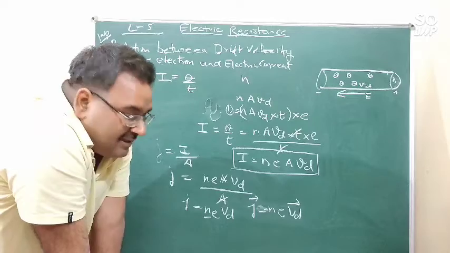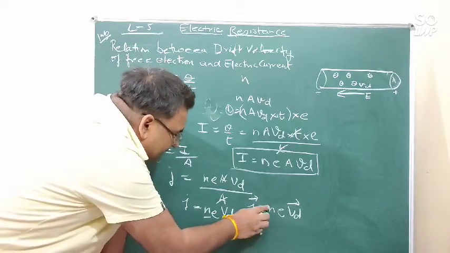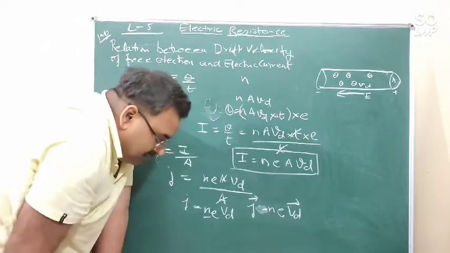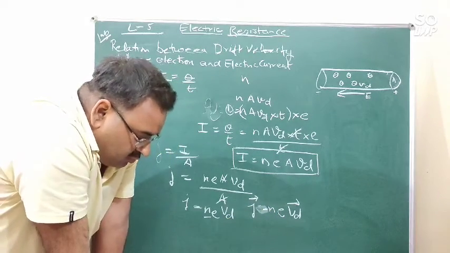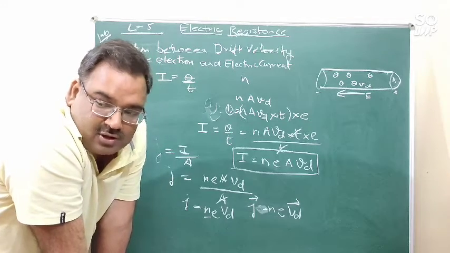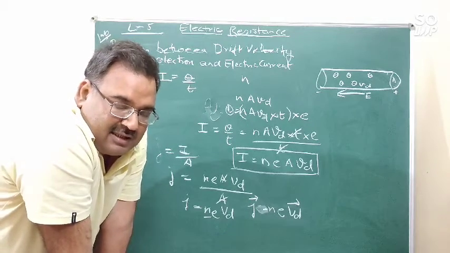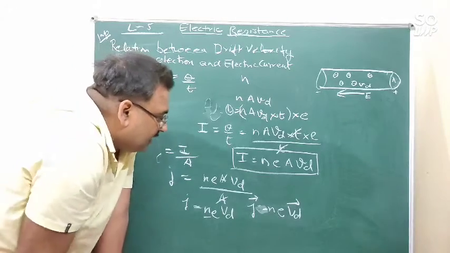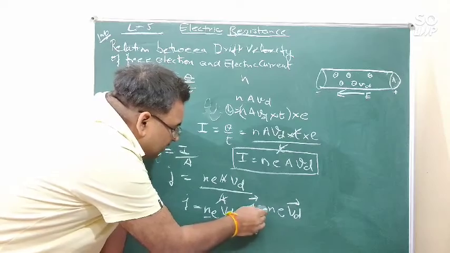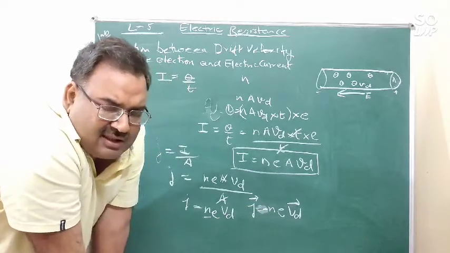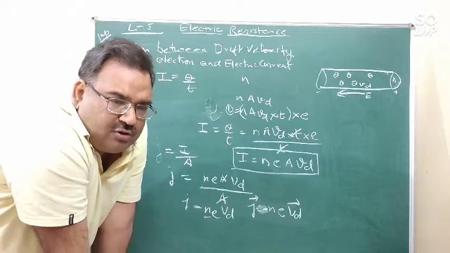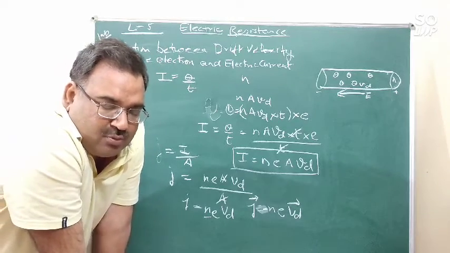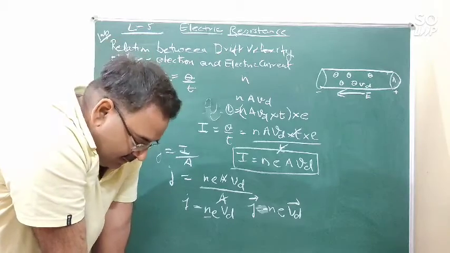The minus sign here indicates that the electrons move in a direction opposite to the direction of current density. The direction of current density is in the direction of the current. So we all know this, that the electrons are always moving in the direction opposite to the direction of the current.